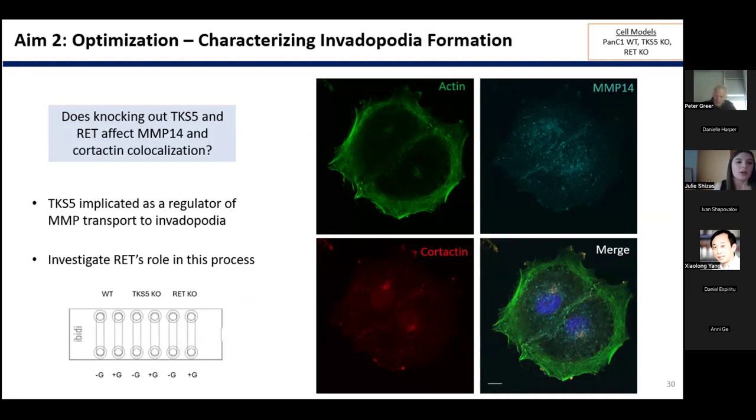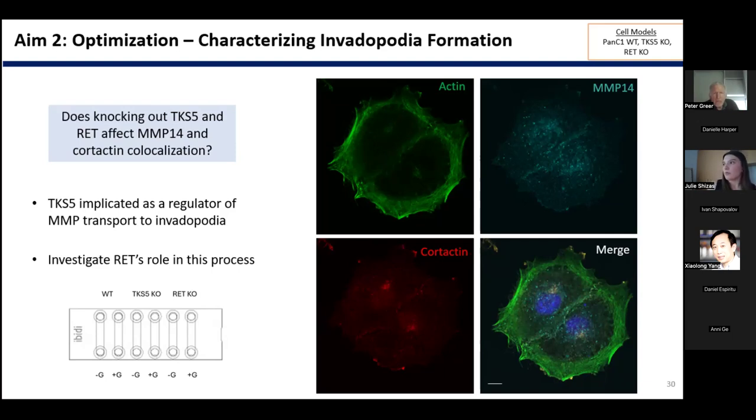So this would be kind of a pseudo for an area where there's an invadopodia forming. So here we have IF of actin, stained using fluorine, MMP14, and then down here we have cortactin and a merge. And you can see these areas here near the nucleus where cortactin is colocalizing, or at least associating with actin. I'm still in the initial stages of this, but I thought it was a really nice picture to show.